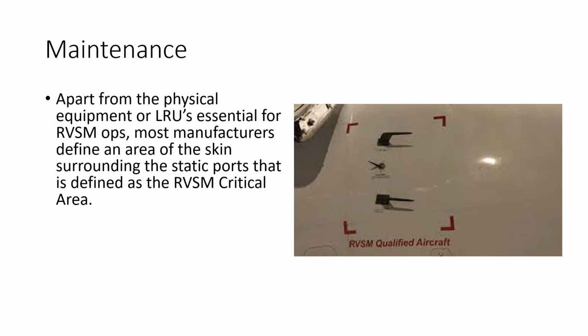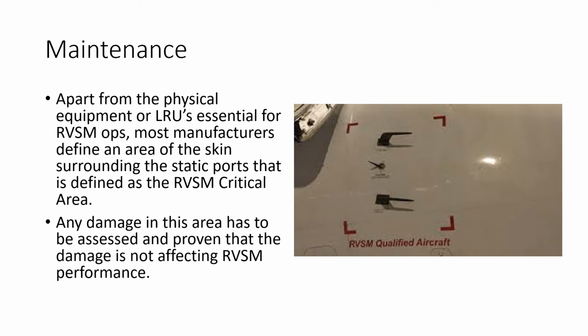most manufacturers will also define an area of the skin surrounding the static ports that they will then define as RVSM critical area. And any damage in this area, no matter how small, has to be assessed and has to be proven that the damage is not affecting RVSM performance. And the normal way we do that is to do a skin waviness test or skin mapping.